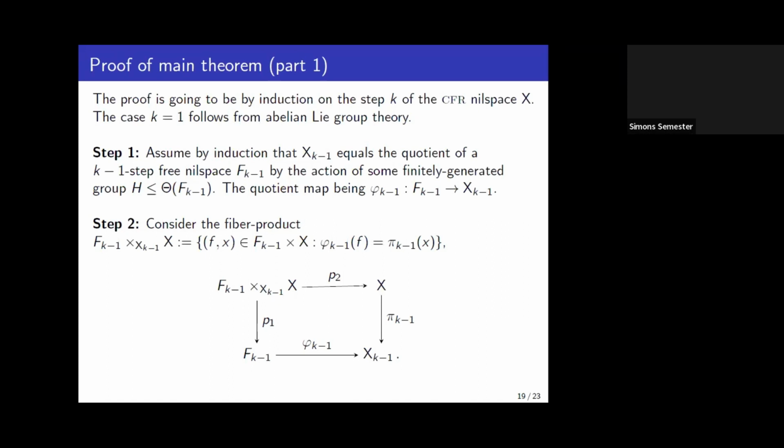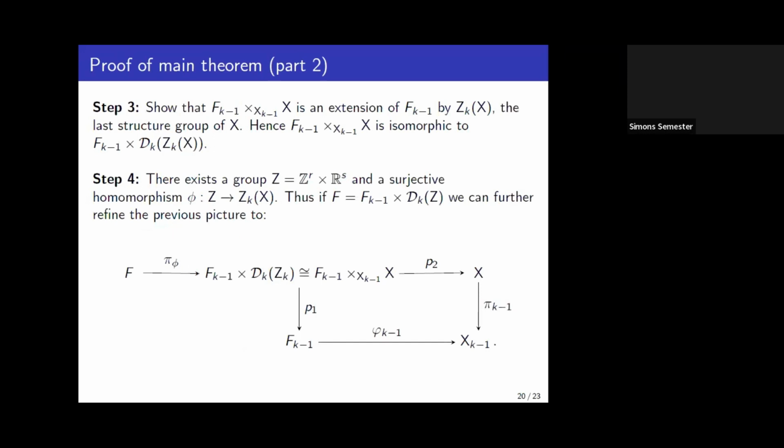Next, we consider the fiber product of X and F_{k-1}. This is just, by definition, the pairs in F_{k-1} cross X that agree in these maps. The next step consists of showing that, if you have this subdirect product, you can prove that this is an extension of the free nilspace F_{k-1} by the last structure group of X. In fact, I think this was already in other papers. We had to do it again in this new non-compact topology, but at least the fact that it is an extension, the algebra part, was already done. And so, by the result that we showed before, this splits.